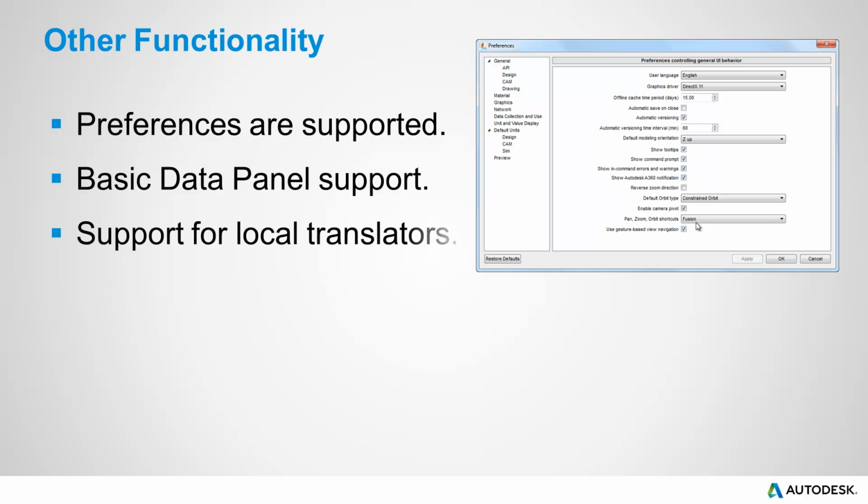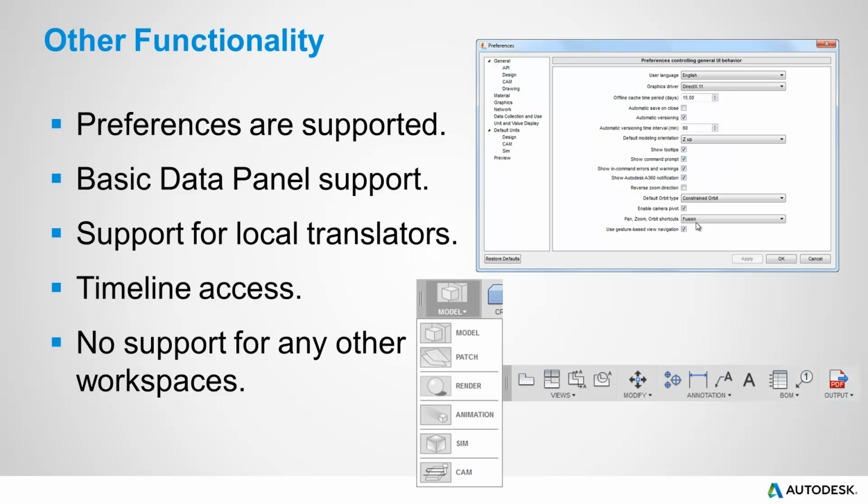There's support for local translators, so that means just locally on my local Fusion, I can save out, say, as STL or step, and I can also read in from a local file. There's the ability to access the timeline, so I can reorder and suppress and create groups, that kind of thing. There is no support for the other workspaces. So I showed modeling and patch, but there is no support for render, animation, sim, cam, or the drawing.